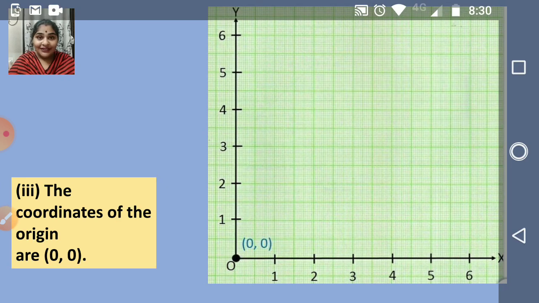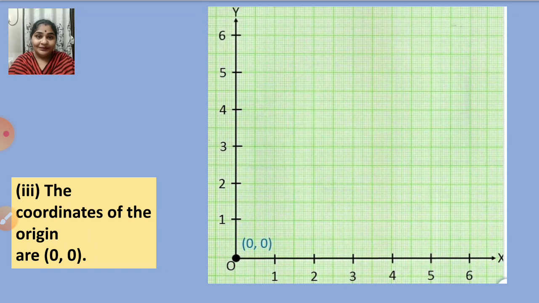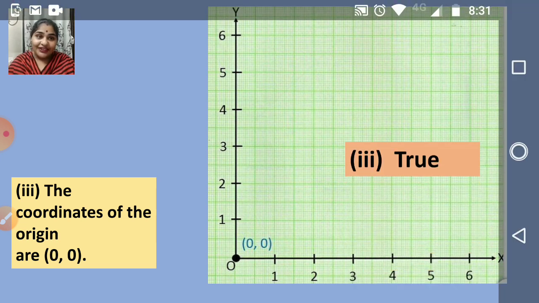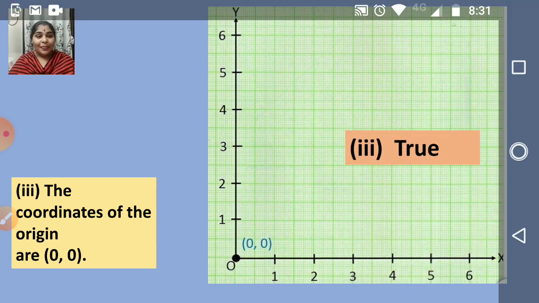Let us move ahead. The coordinates of the origin are 0 and 0. Absolutely right. A few slides before I have already explained. Always the coordinates of origin, that is point O, is always 0, 0. That is x coordinate is 0 and y coordinate is also 0. So this is absolutely right, children. So you will write true.